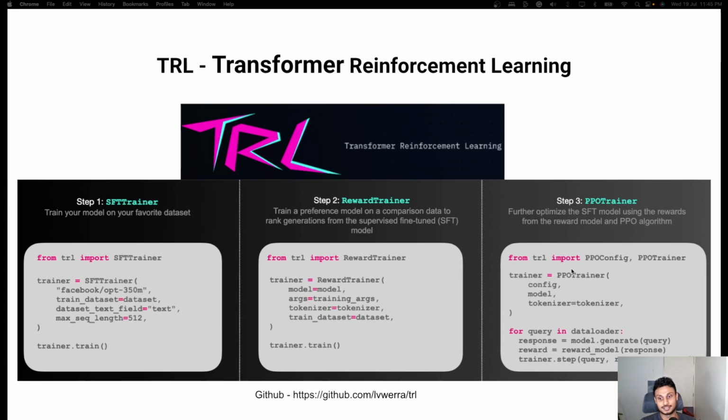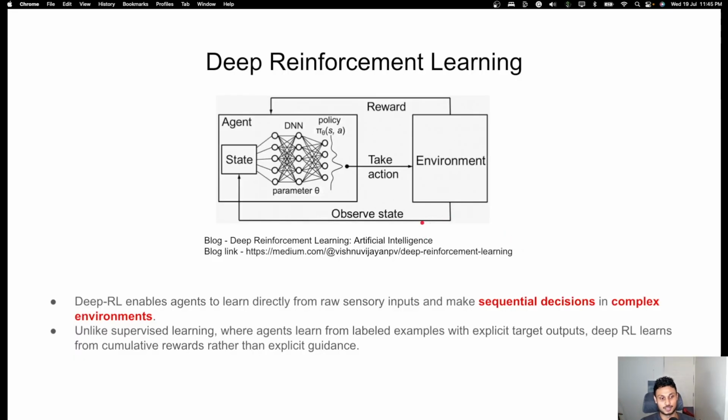So yeah, let's start with what is reinforcement learning. Reinforcement learning is all about optimizing an agent to take an optimal set of actions in order to maximize the expected sum of future rewards. With deep reinforcement learning, agents can directly learn from raw sensory inputs and make sequential decisions in complex environments. Unlike supervised learning, where agents learn from labeled examples with explicit target outputs, in deep reinforcement learning, agents learn from cumulative rewards rather than explicit guidance, right? So that's pretty much the difference between deep reinforcement learning and supervised learning.